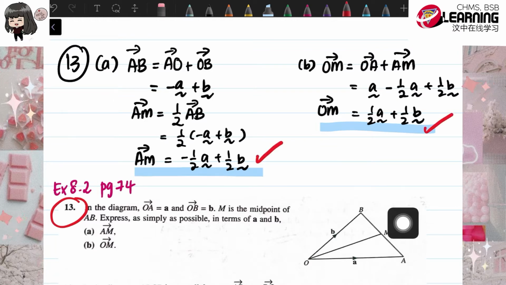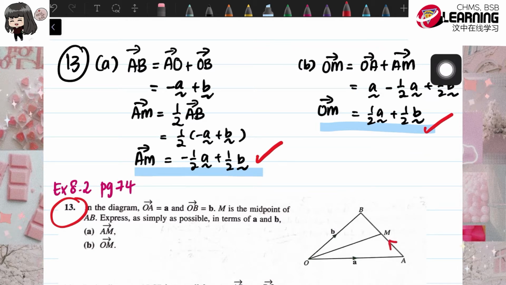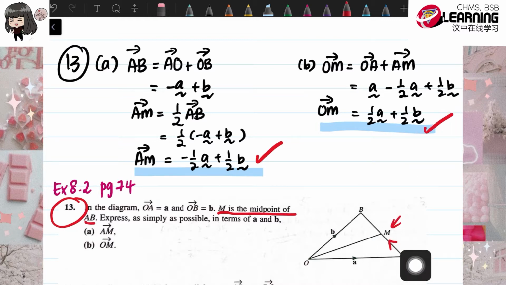We recap again. We need to find AM, which is A to M. Before you find AM, you have to find AB first, because we know that M is the midpoint. Here it is stated that M is the midpoint of AB. So once you have found your AB, then AM will be half of it. That's why I find my AB first.